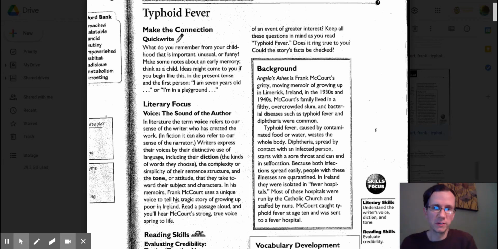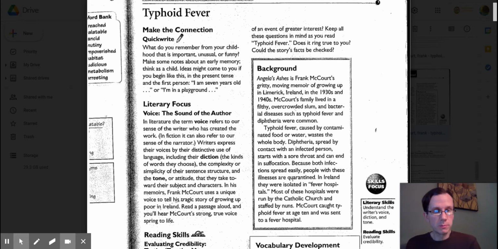Some background information on this: Angela's Ashes is Frank McCourt's gritty, moving memoir of growing up in Limerick, Ireland in the 1930s and 1940s. McCourt's family lived in a filthy, overcrowded slum, and bacterial diseases such as typhoid fever and diphtheria were common. Obviously, one of those is the title of our story, Typhoid Fever. And diphtheria was another disease. The explanation continues. Typhoid fever, caused by contaminated food or water, wastes the whole body. Diphtheria, spread by contact with an infected person, starts with a sore throat and can end in suffocation.